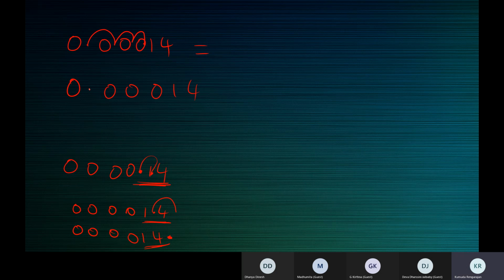0.00014. Supposing you stop here after 1, 2, 3 places, read the value: 0.0014. This one is less than 1. Okay, supposing you bring it here: 0.00001.4, which is 1.4. This is 1.4, more than 1, less than 10.